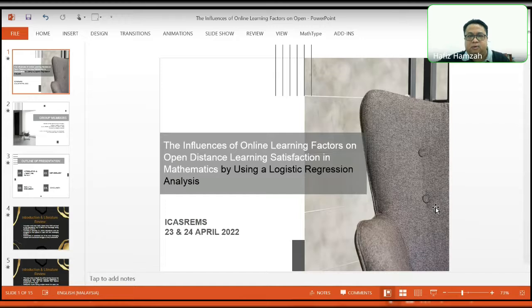Okay, so today I'm going to present our paper on the topic of the influences of online learning factors on open distance learning satisfaction in mathematics by using a logistic regression analysis. It is for ICASREMS April 2022.